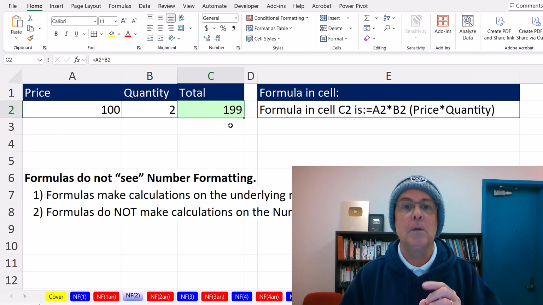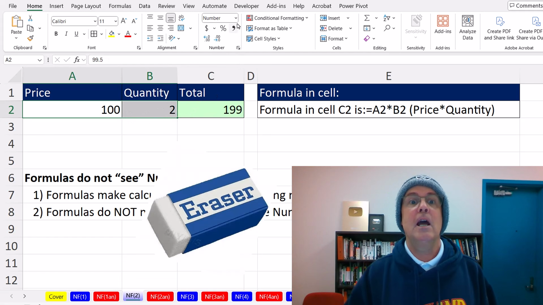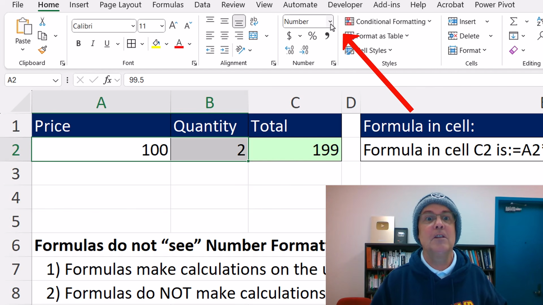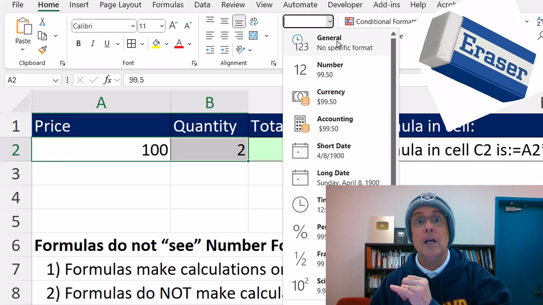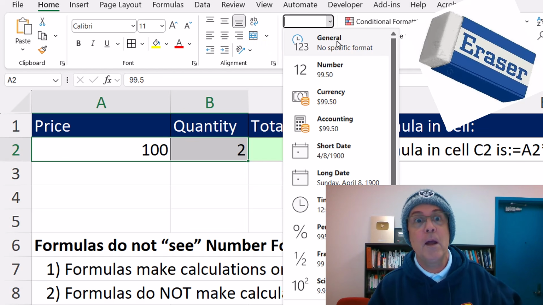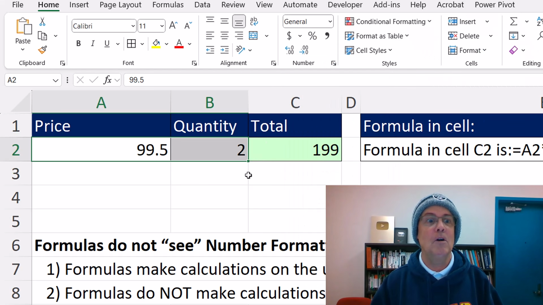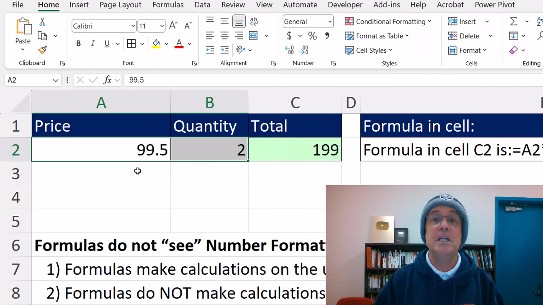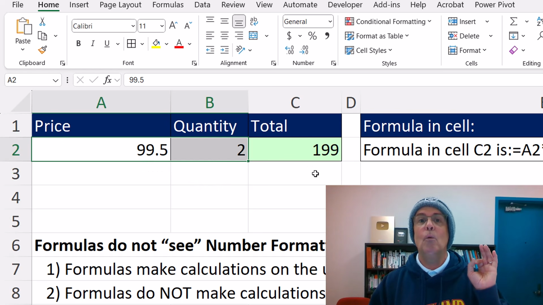Anytime you see a formula result that doesn't match up with what you see on the surface of the spreadsheet, you have to immediately suspect number formatting. Now, I'm going to highlight both cells, and we have an eraser. Clicking the drop-down, that General number formatting is our eraser. It'll wipe away whatever number formatting we have and show us what's actually in the cell. General. And sure enough, there's the problem. Someone decreased the decimals. And 99.5 times 2 is exactly 199.